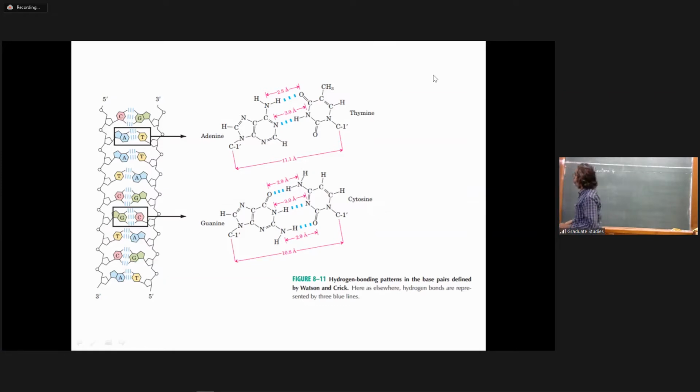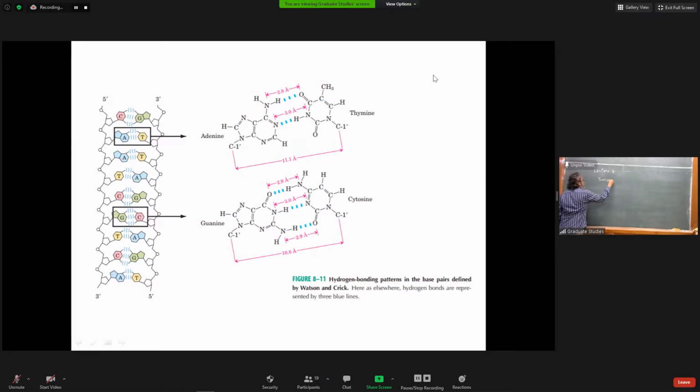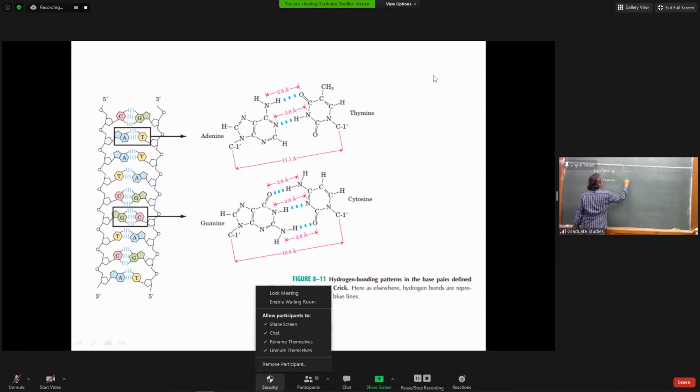So DNA structure. If you see here, we have two base pairs. Double-stranded DNA has base pairs. So G is bonded to C and A is bonded to T.